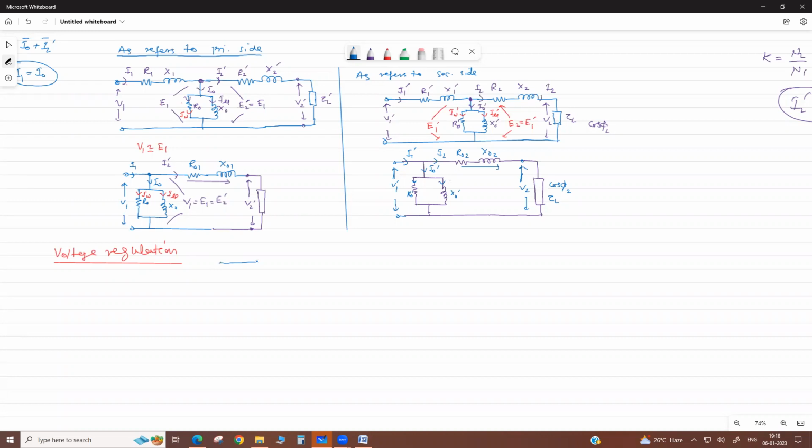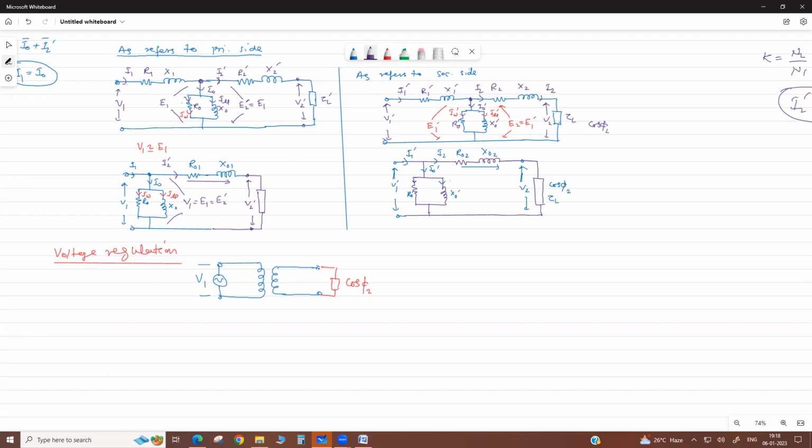suppose you have a, see, this is your transformer. This is primary, this is secondary. Here, this is the rated voltage we apply, V1. Then at the secondary terminal, this is your load. Now maybe this is the load power factor cos phi 2.